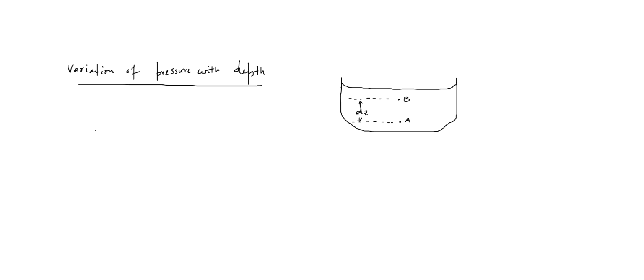So it is along the z axis. We generally consider this to be the y axis, this to be the x axis, and this to be the z axis. Let us consider that the separation between these 2 points, point A and point B, is very small, which is dz. The vertical height between A and B is dz.